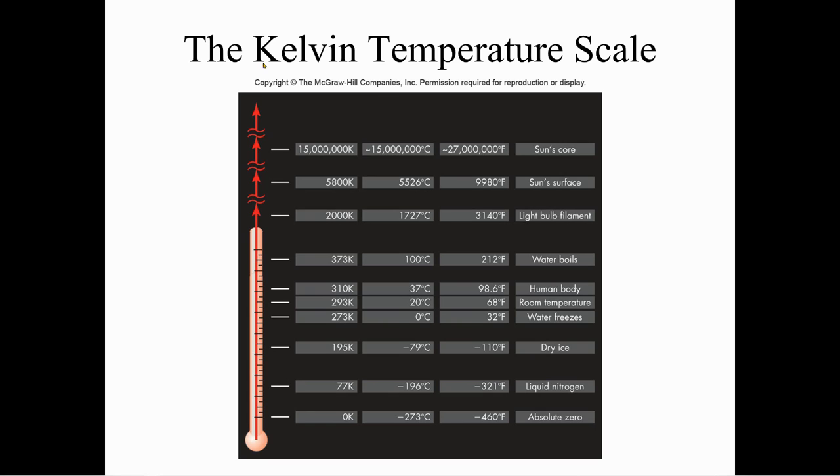And here's a little peek at the Kelvin scale. The sun's core, 15 million Kelvin. And here it is in Fahrenheit and Celsius. Sun surface, light bulbs, water boils, the human body, 98.6. And you can see the Kelvin scale, Celsius scale, and the Fahrenheit scale all together.